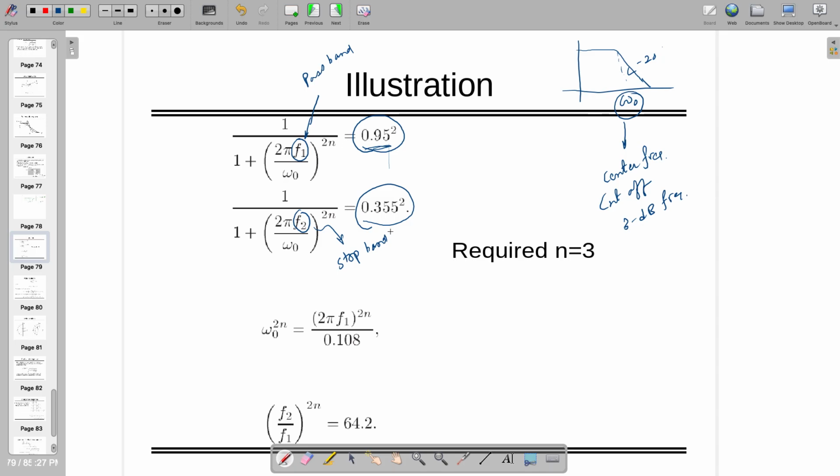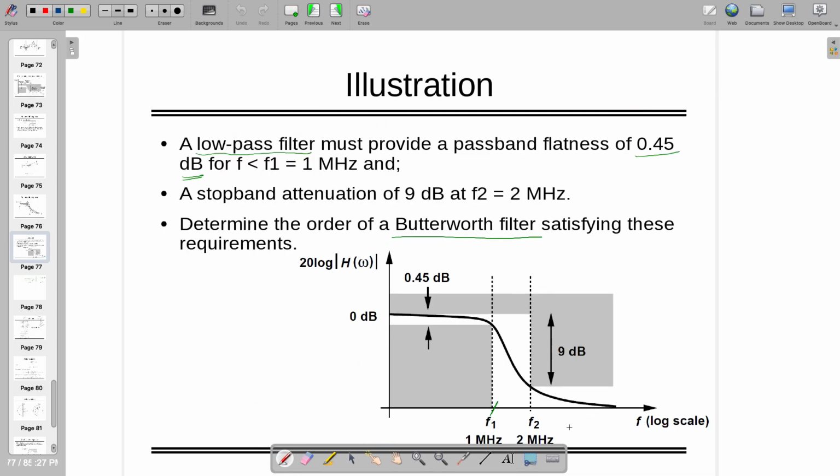in the case of second order minus 40 and so on, right? So after getting these two, you can find out omega 0 in terms of f1, and by taking the ratio of these two you can have this one. By the way, f1 and f2 both the values are already given to you, which are in octave. You can see it's 1 megahertz and 2 megahertz. So this is in octave. We understand what is octave, right?